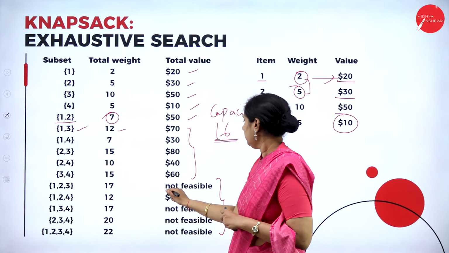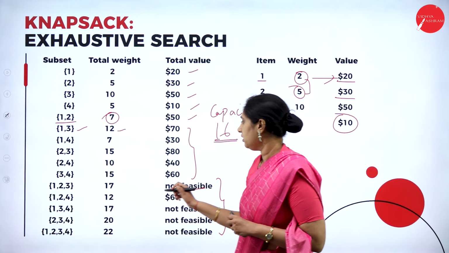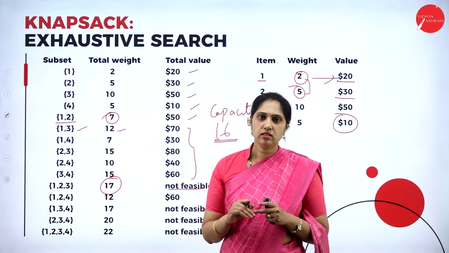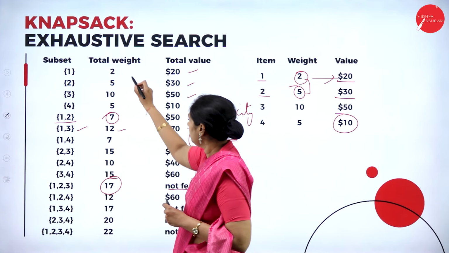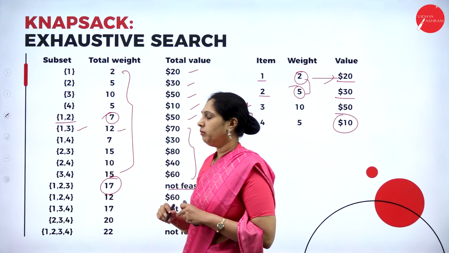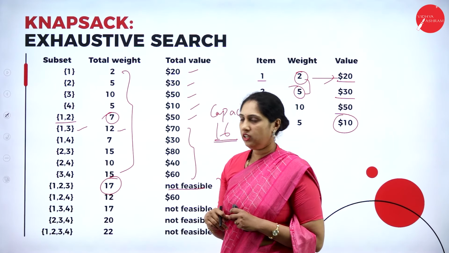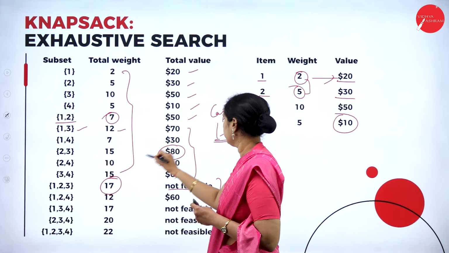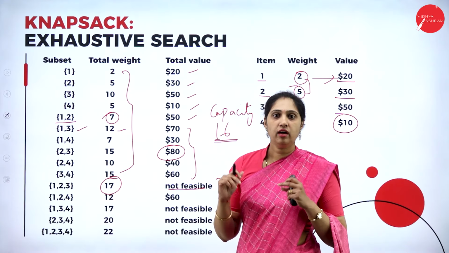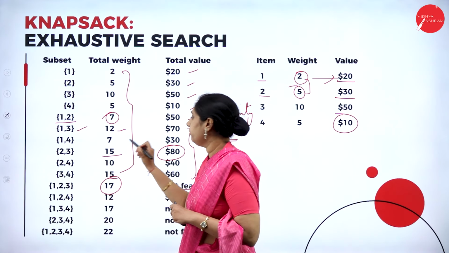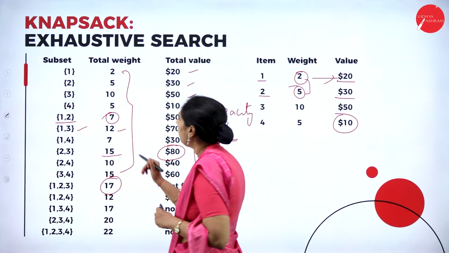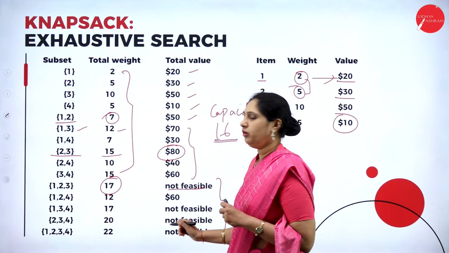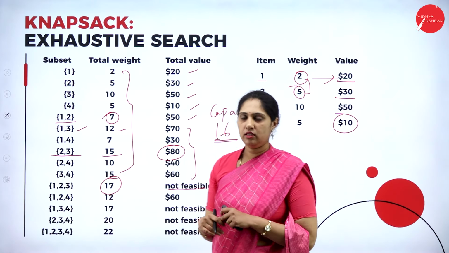Next, here they have given not feasible. Why not feasible? The capacity is 17. We don't want 17. It should be below 16 or equal to 16. Whereas this one is below 16. But which has more profit? If I say 20, 30, 50, the one I can see is 80. So 80 has the highest profit, with weight 15. So this is my optimal solution, the best solution among these. Not feasible I won't take because it has exceeded the capacity.